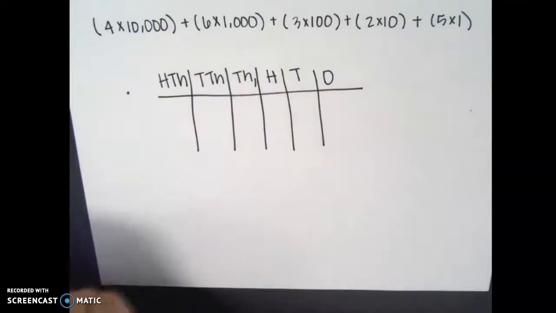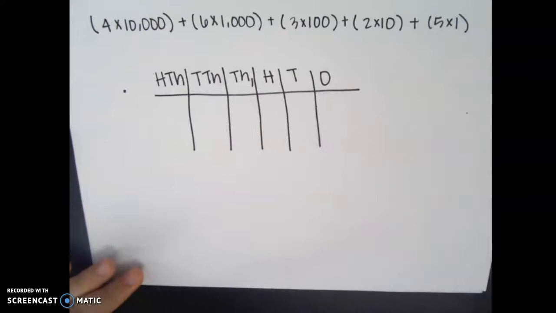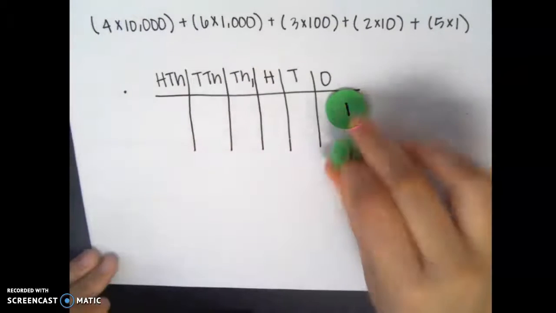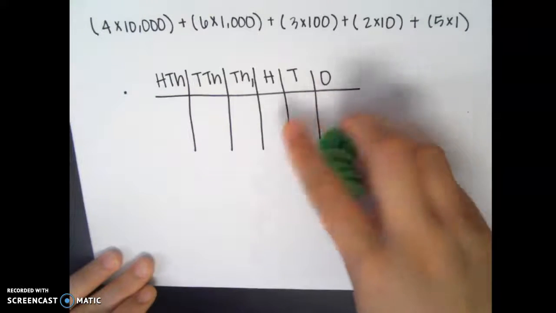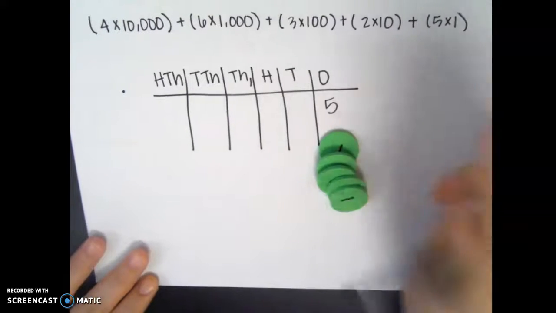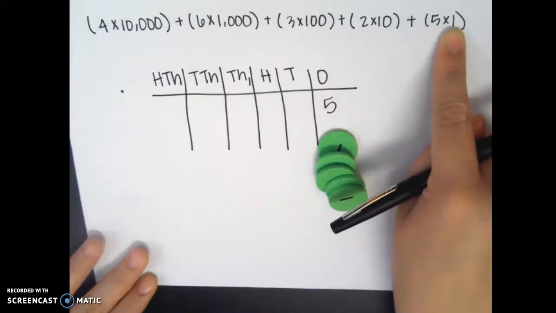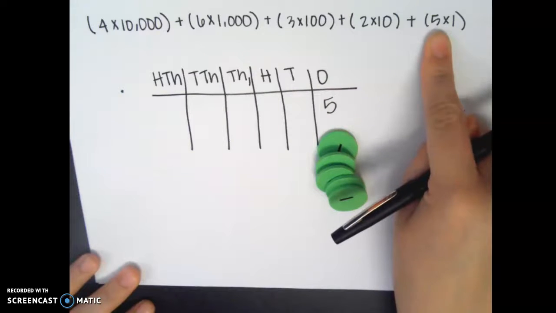So I'm going to plug this number into my place value chart, but I'm also going to use my place value discs. So 5 times 1 would just be 1, 2, 3, 4, 5. That's 5 ones. So this is the place value, and this is how many of that are in the place value. So how many ones are in this number? There are 5 ones in this number.